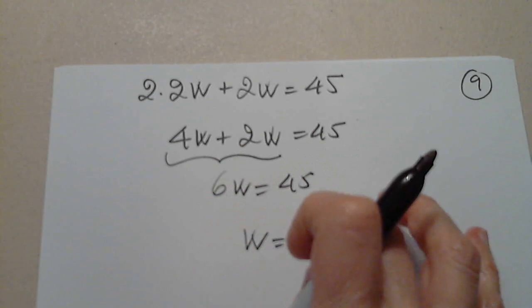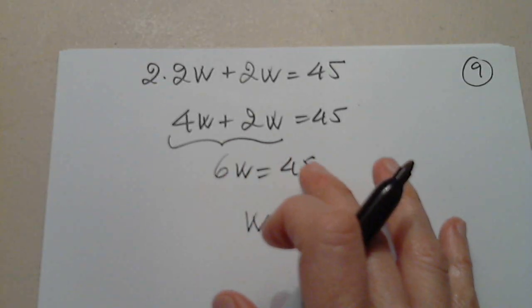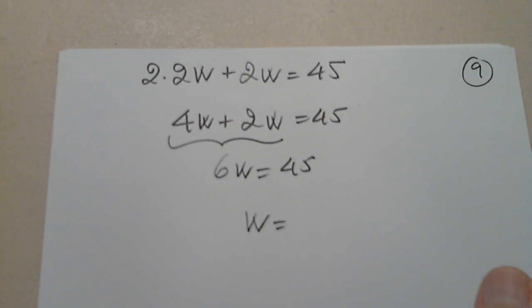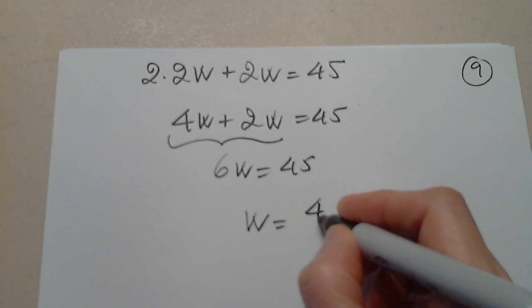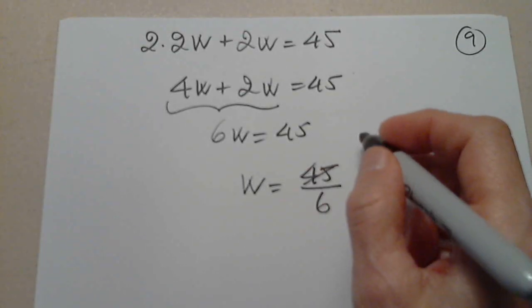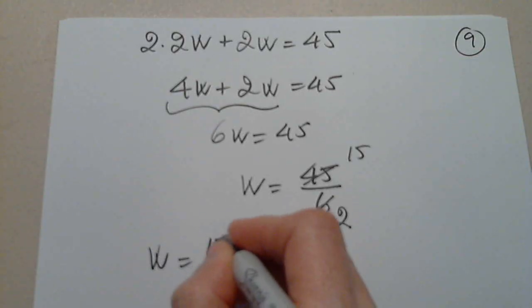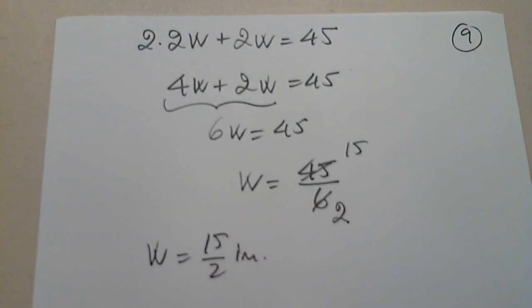What do we need to do to both sides to get W? Divide. Perfect. By 6. Good. So I will simplify by 3. So this is 15 and this is 2. So the width is 15/2 inches.